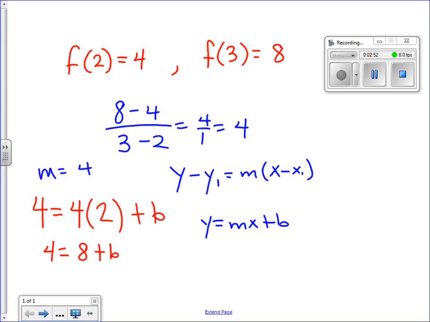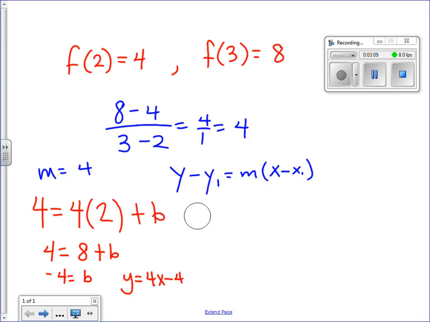Does everyone see where all of this came from? Okay. That means negative 4 equals b. So the equation of the line would be y equals 4x minus 4.